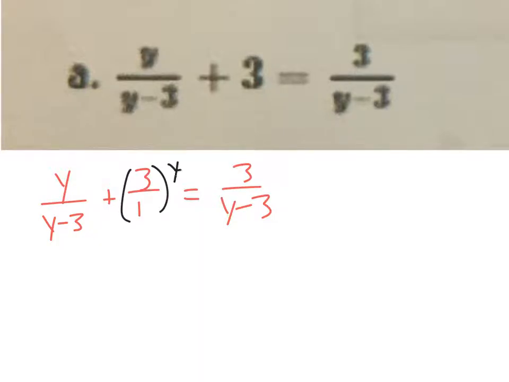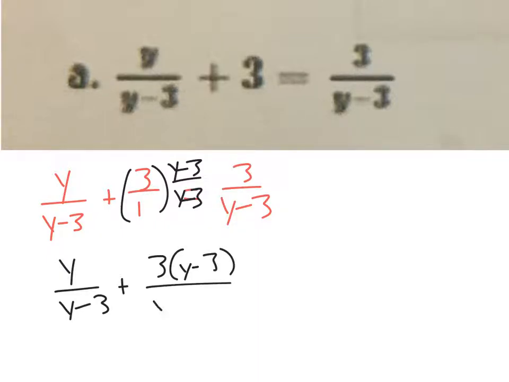I would need to multiply this by (y - 3) over (y - 3). So that would give me y over (y - 3) plus 3 times (y - 3) over (y - 3) equals 3 over (y - 3).